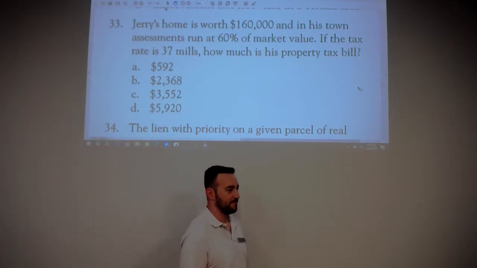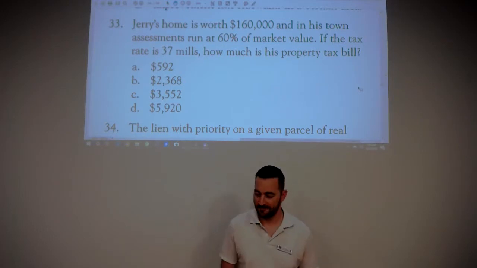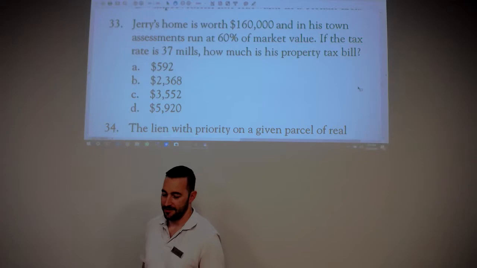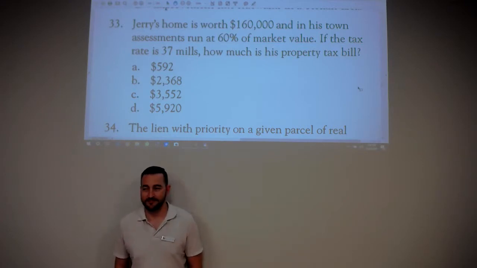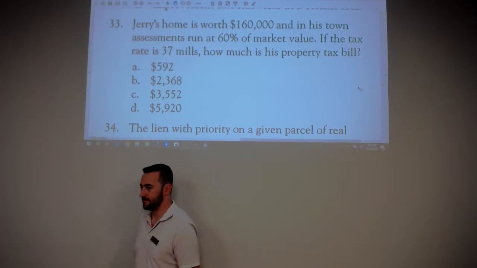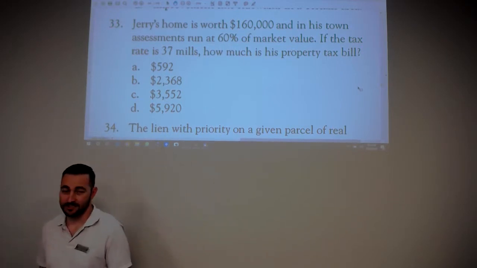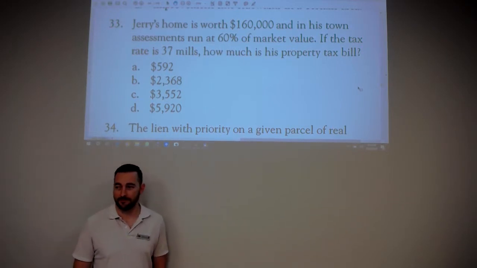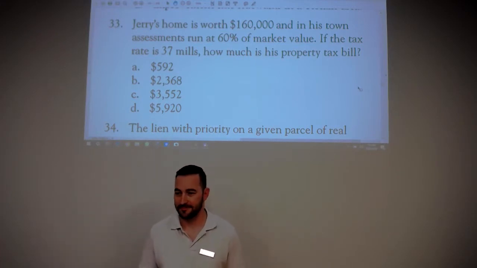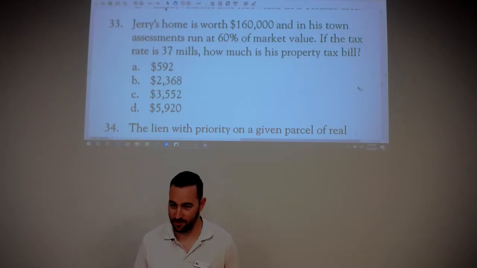$96,000. $160,000 times 60% is $96,000. Okay, so that's the assessed value. That's the first step. Now that you have the assessed value, you need to apply mills. I think I have the answer. You think you have the answer? You're not sure you have the answer?